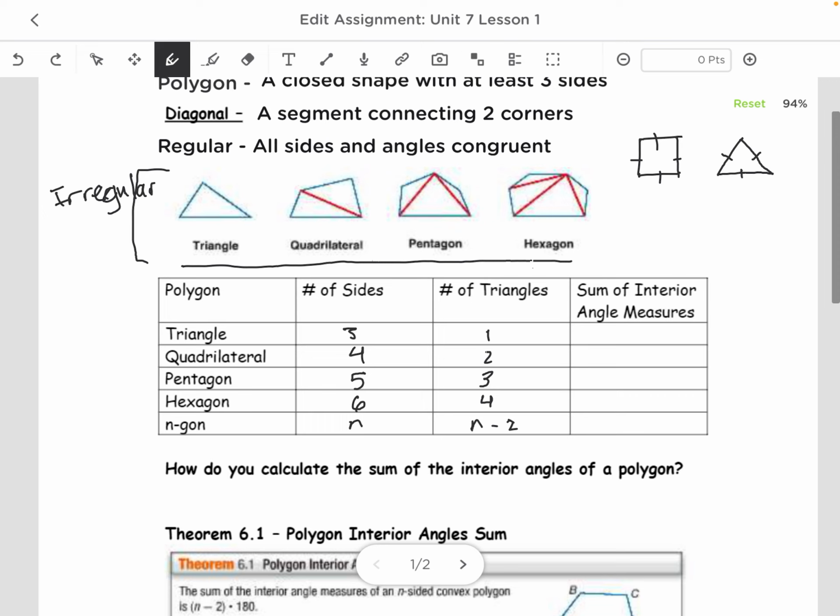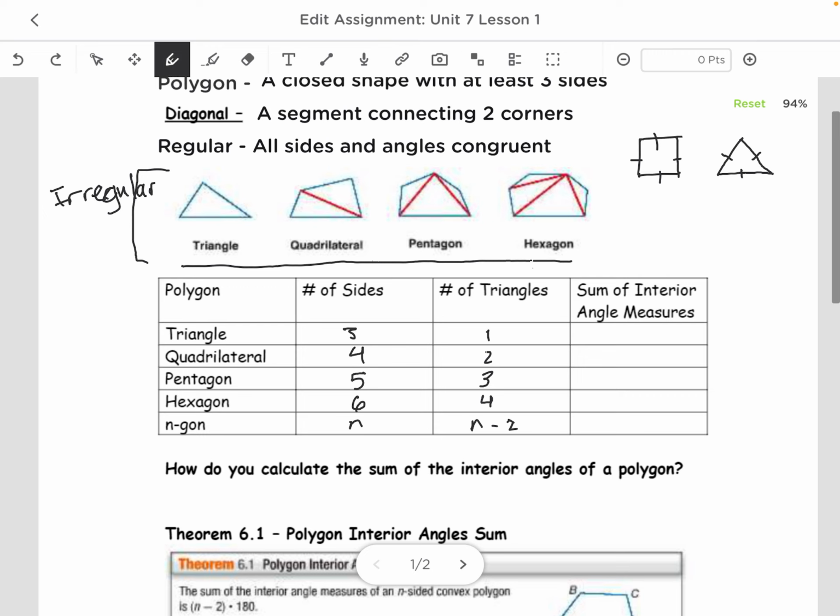N minus 2. Because if you look here, the relationship between the number of sides and the number of triangles as we go this way is that the number of sides we have subtracted 2 is the number of triangles. So if we have n sides, there should be n minus 2 triangles. If there's 100 sides in your figure, there are 98 triangles.